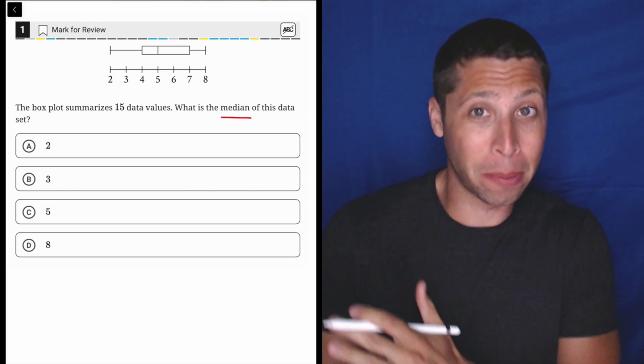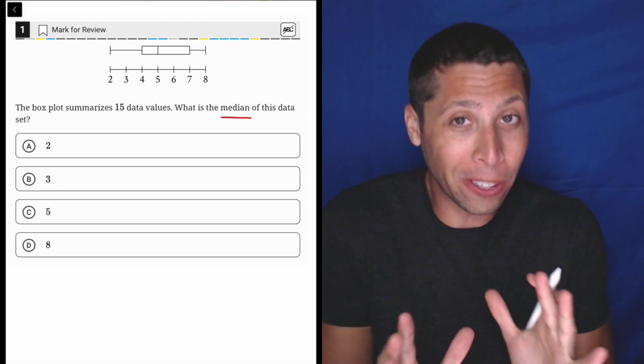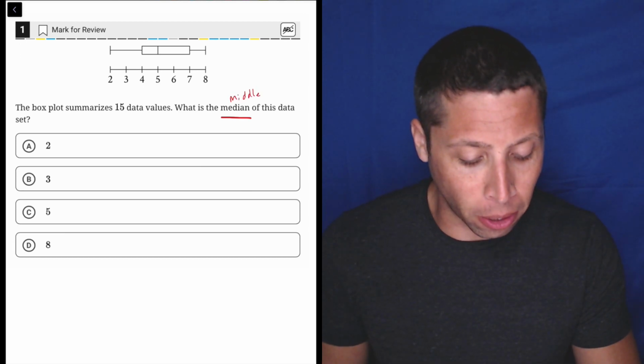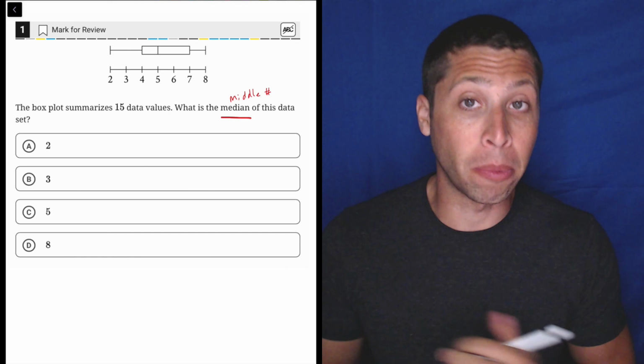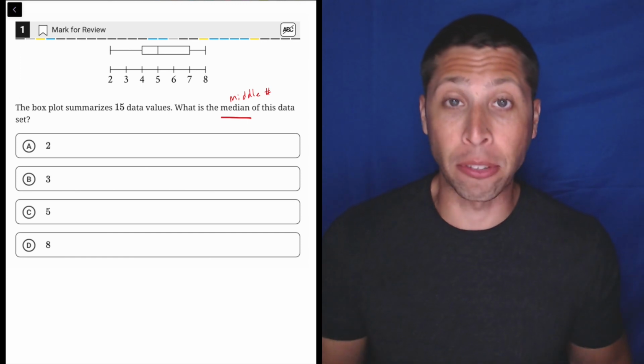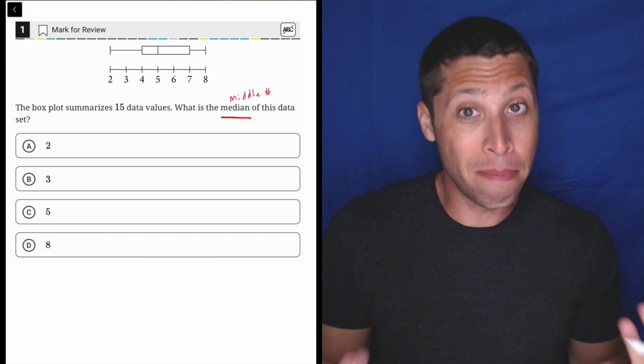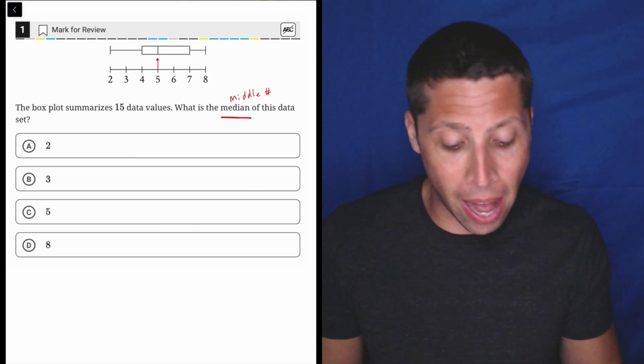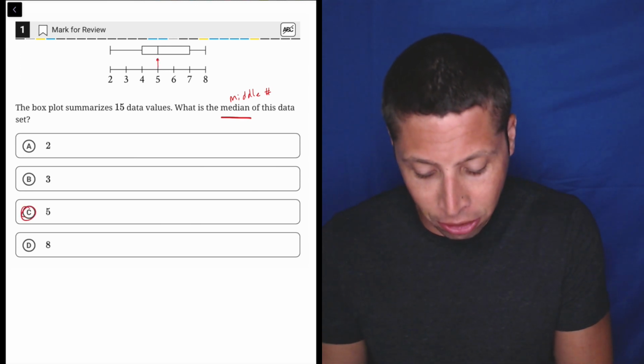Even if you don't know how box plots work, you probably, hopefully, know what median is. That's just the middle number when everything is arranged from least to greatest. So I know that this is obviously arranged in a weird way, but middle hopefully just gets you to the middle of the box, which is 5, and that is the answer.